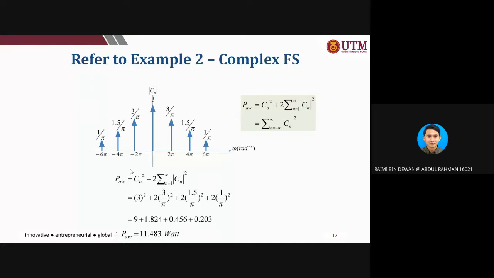And now we try to do the average power. C naught square is 3 square. And then next we settle until the third harmonic. Until the third harmonic, and we want to use this formula. If we want to use this formula, we don't care about this part anymore.